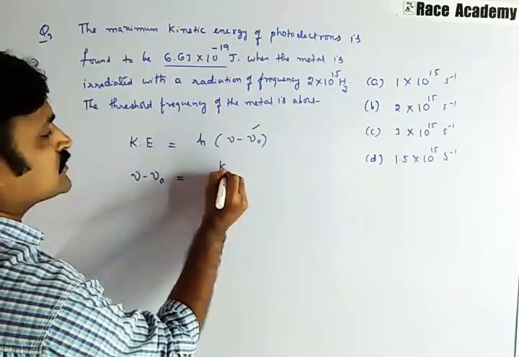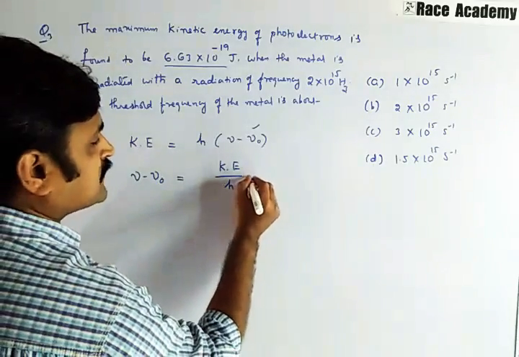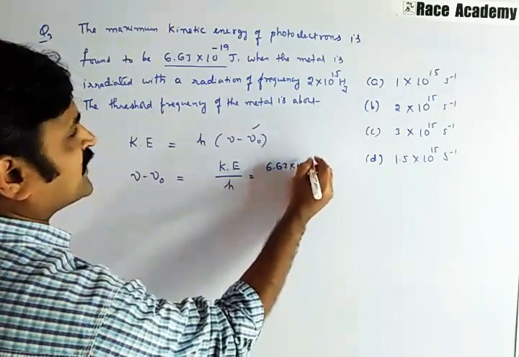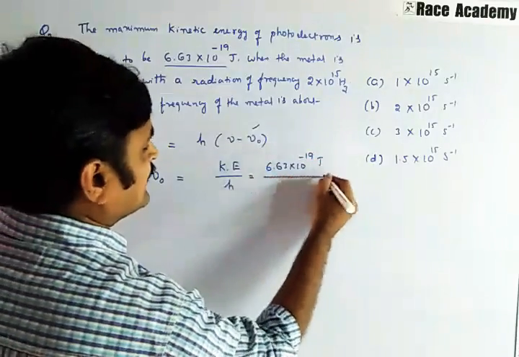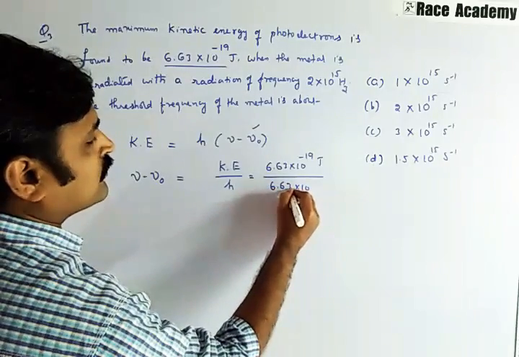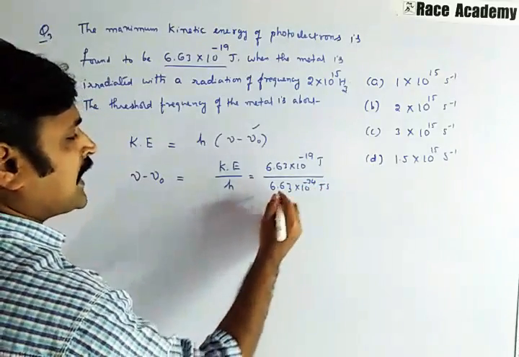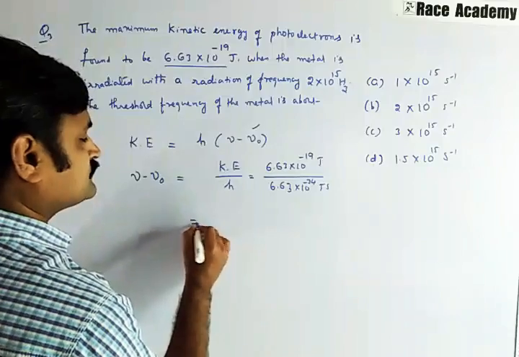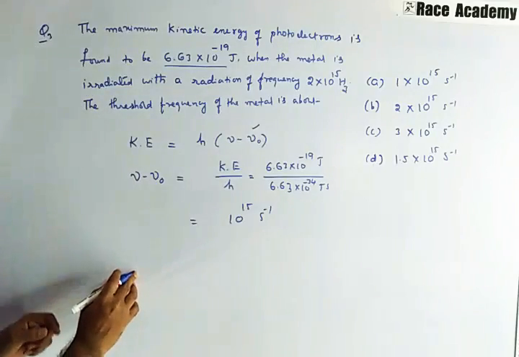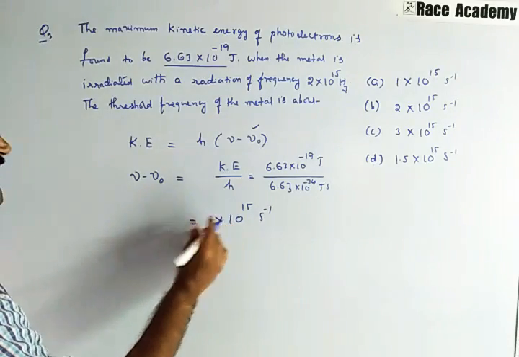Nu minus nu naught is equal to kinetic energy by h, and its value we can easily calculate. Kinetic energy is 6.63 into 10 to the power of minus 19 joules, divided by the h value, 6.63 into 10 to the power of minus 34 joule second. It will become 10 power 15 second inverse, the joules get cancelled. Now the point is very clear. This can be written as 1 into 10 power 15.